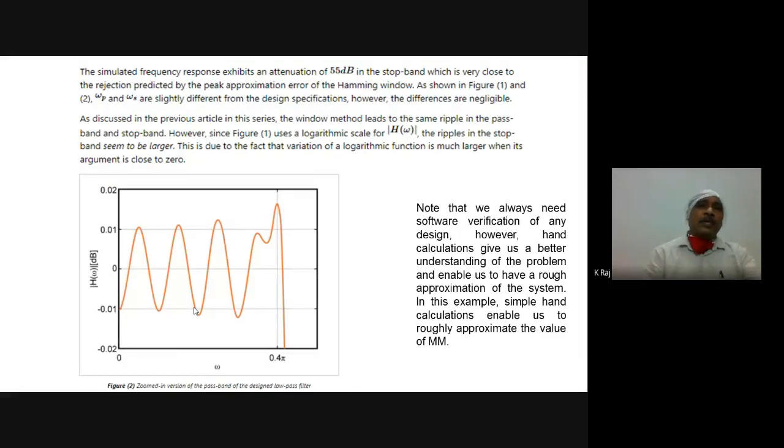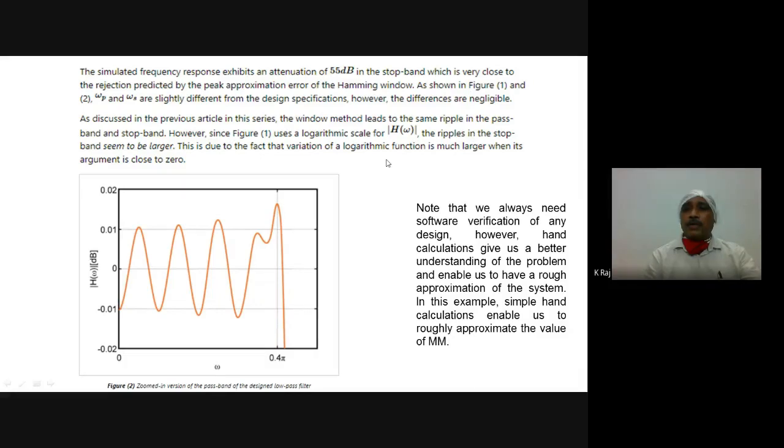Now, the simulated frequency response exhibits an attenuation of 55 dB. And what must it be? It must be closer to 50 dB. And naturally, it is in the stop band, which is very close to the rejection predicted by the peak approximation error of the Hamming window.